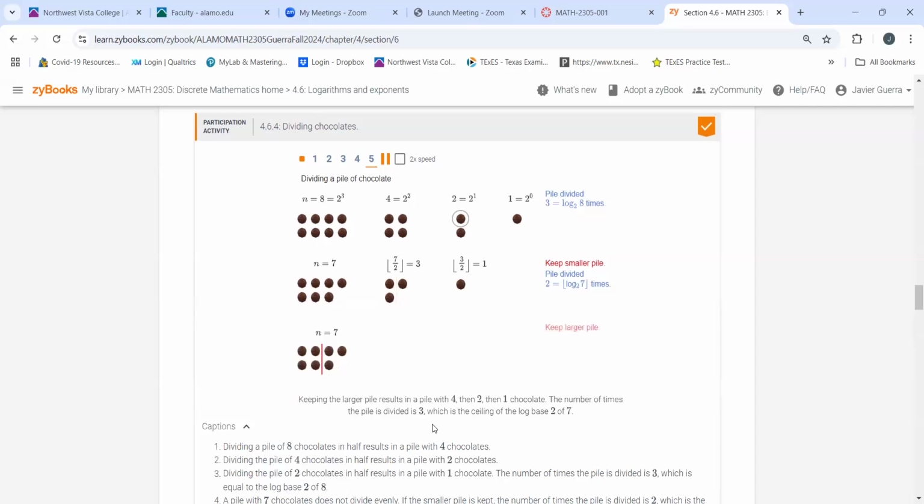Now let's do it the other way. What if she keeps the 4, right? And she gives 3 to her friend. Well, if she keeps the 4, now she can split it up. She'll give 2 to her friend and 2 to herself. She splits it again. She gives 1 to her friend, keeps 1 to herself. We have 1. Notice the process took 1, 2, 3. It took 3 steps. So it does make a difference whether or not she gives the bigger pile or keeps the bigger pile.